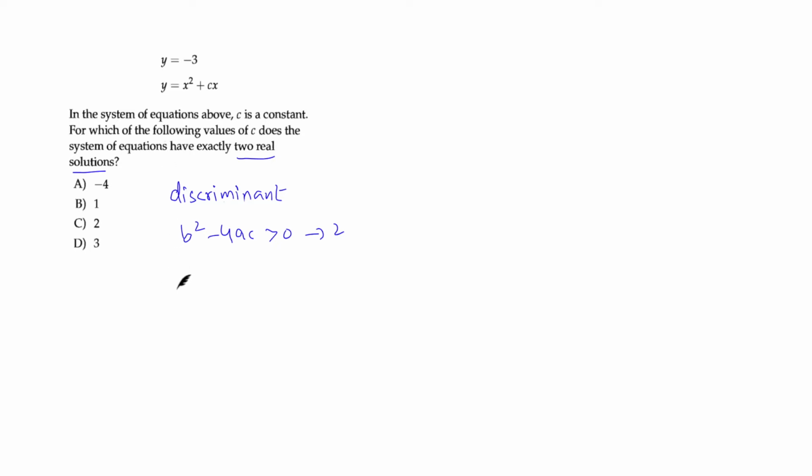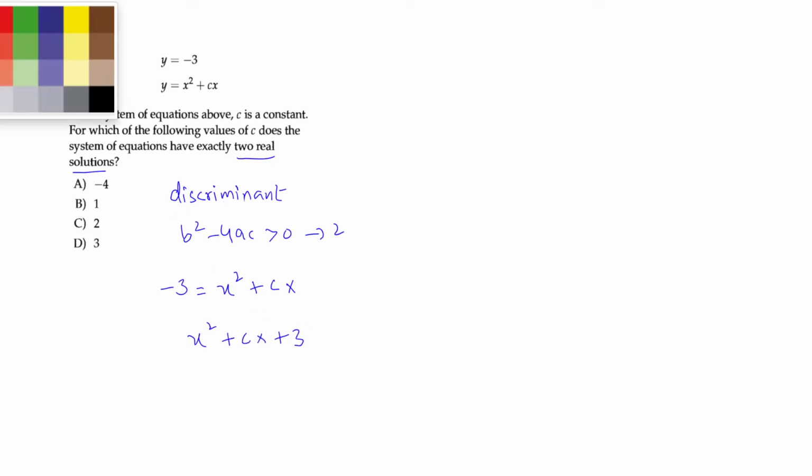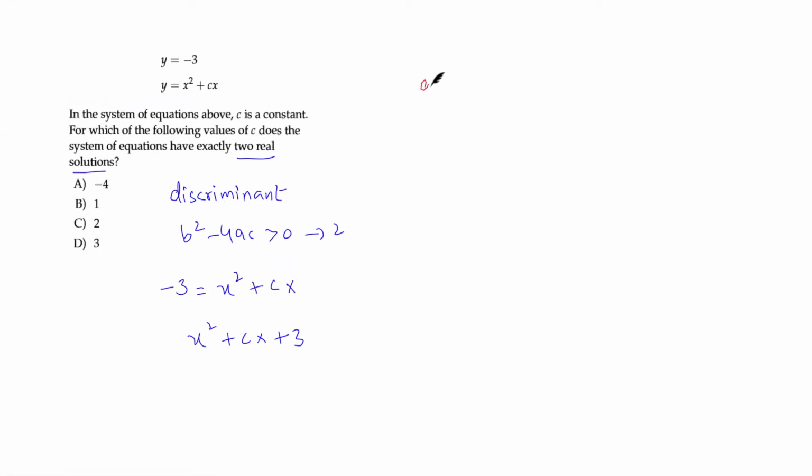Let's equate both the y's, because at the intersection point the coordinates are equal, they're the same. So we have minus 3 equals x square plus cx. Rearranging the equation will give us x square plus cx plus 3. So our a is basically 1, b is c, and c is basically 3. Let's apply this formula, b square minus 4ac greater than 0.